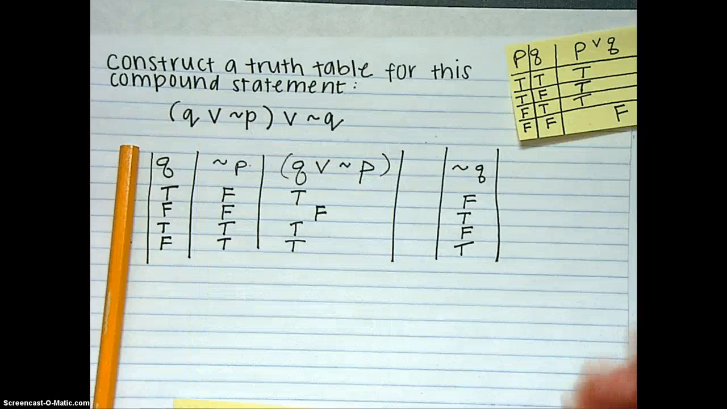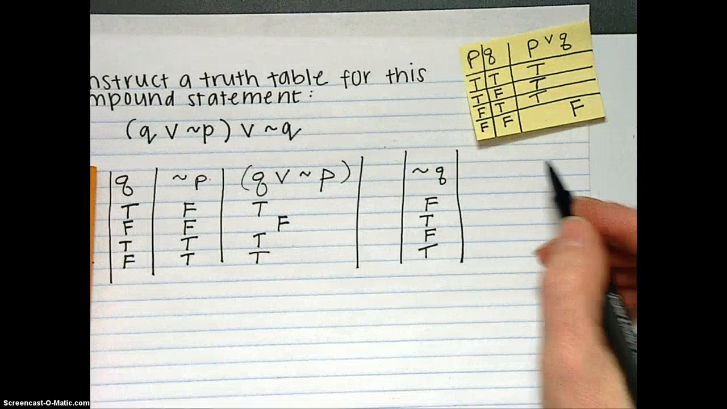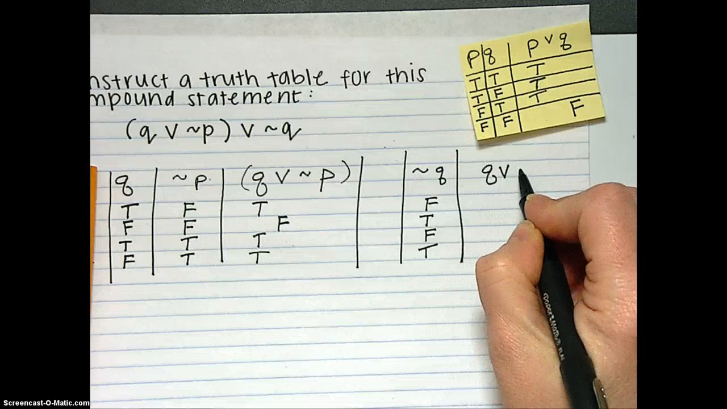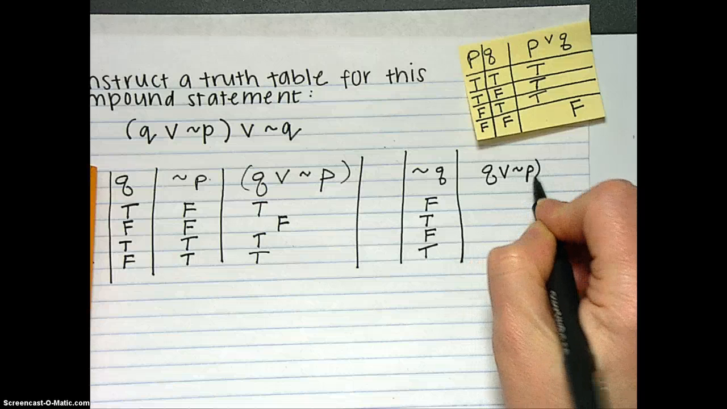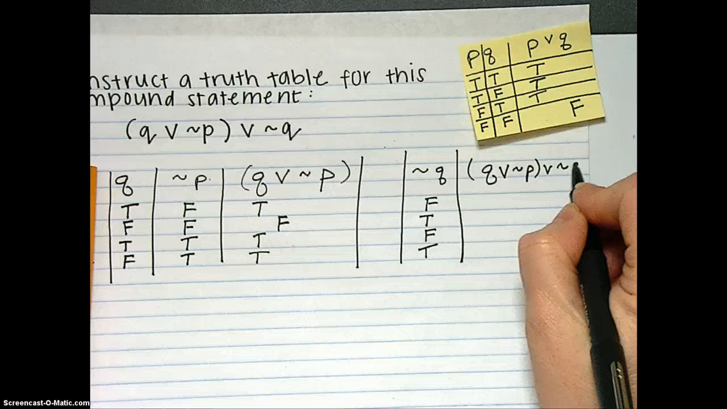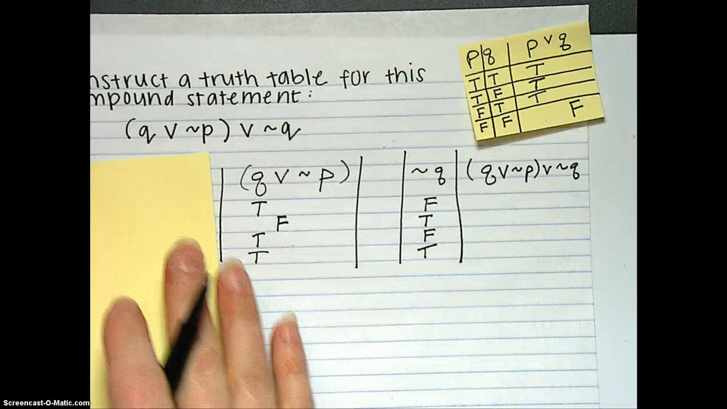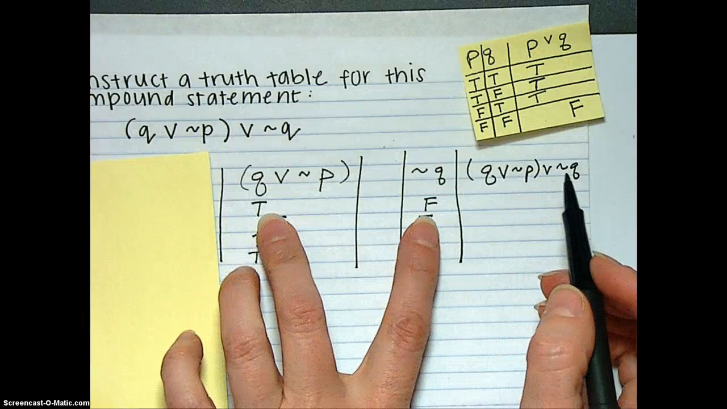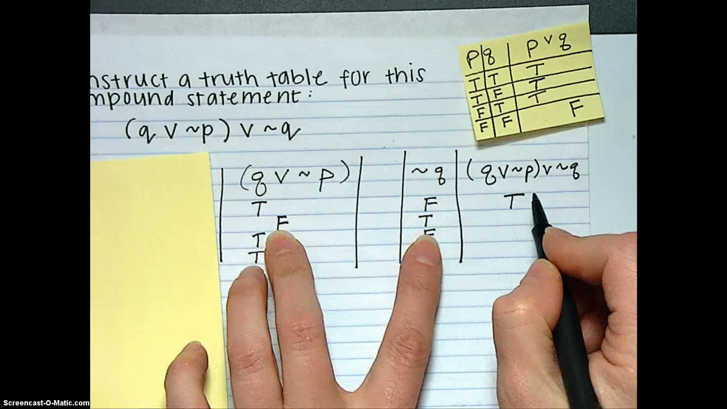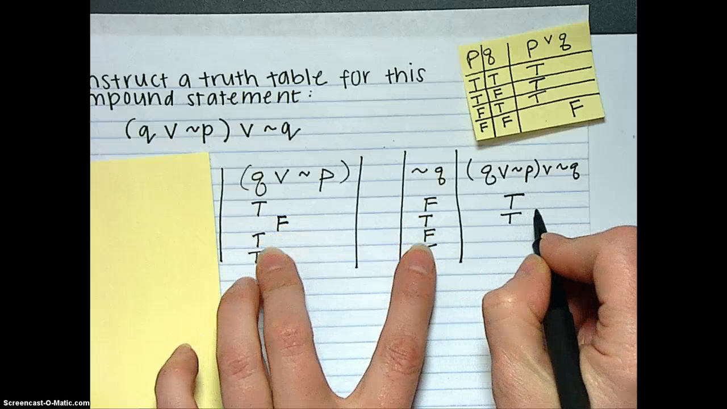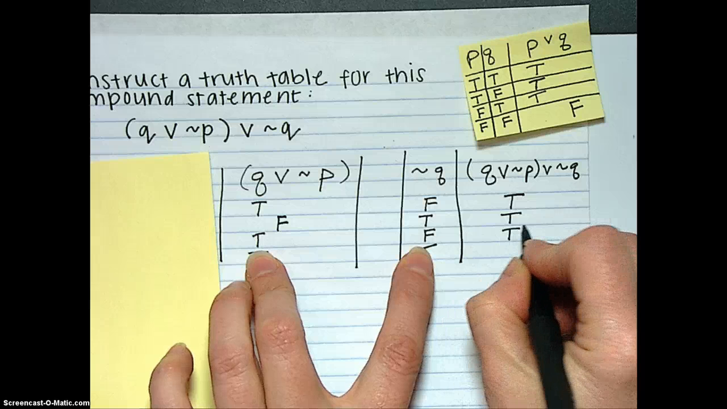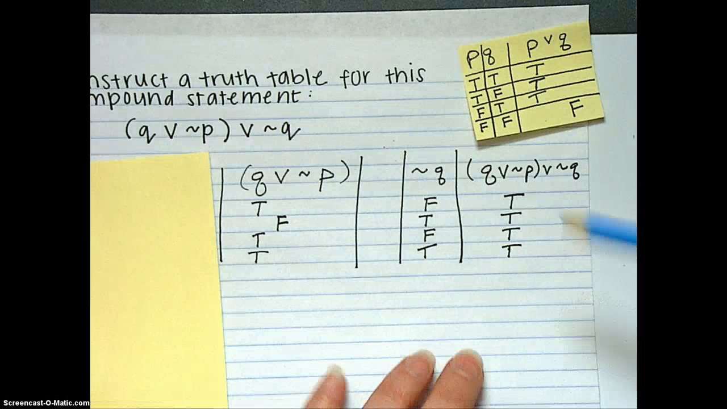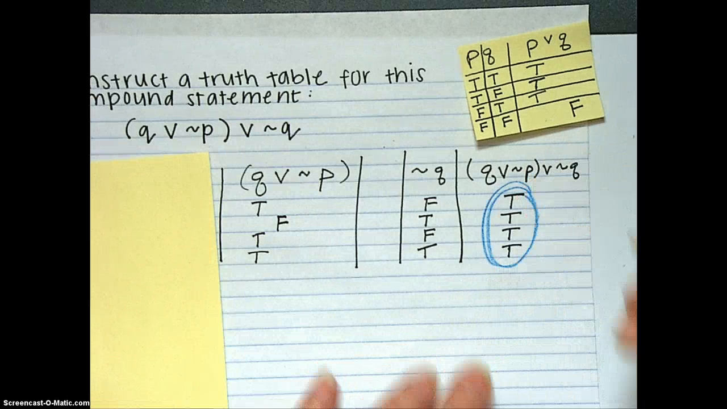Next, there's two different approaches to this. The standard approach, now that we've got our not Q, we've got all our little pieces, is to go ahead and write out this Q or not P, or not Q. And then we're just looking at these two things together and ORing them. So we've got true or false, which is true, and then false or true, which is true, and then true or false, which is true, and then true or true, which is also true. And this would then be our final answer, which we highlight or mark in some way.